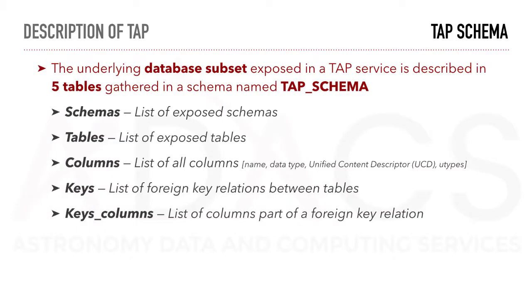The underlying database subset exposed in the TAP service is described in 5 tables gathered in a schema named TAP schema. These tables are schemas, which is the list of exposed schemas, tables, the list of exposed tables, columns, the list of all columns, keys, list of foreign key relations between tables, and keys columns, list of columns part of a foreign key relation.